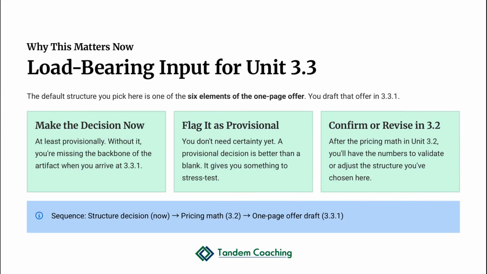One more thing before you move on. The default structure you pick here is one of the 6 elements of the one-page offer, the first signature artifact of this course. You'll draft that offer in 3.3.1. If you don't make this decision now, at least provisionally, you're missing the backbone of the artifact when you get there. Make the decision. Flag it as provisional. You'll confirm or revise it after the pricing math in Unit 3.2.